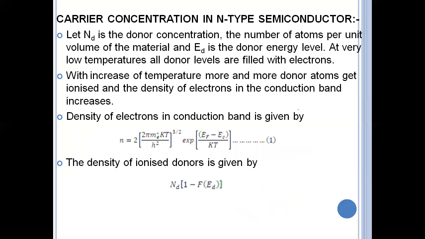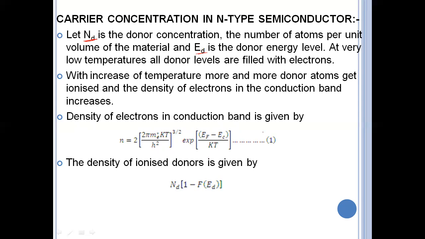Coming to the derivation for the carrier concentration, let us consider a semiconductor material which has ND number of donor atoms. The donor concentration here is ND, and ED is the donor energy level, which is just below the conduction band. At lower temperature itself, this donor level is filled with electrons. When you give a small temperature rise, these electrons will be excited to the conduction band, and the donor level will have more and more ionized atoms.